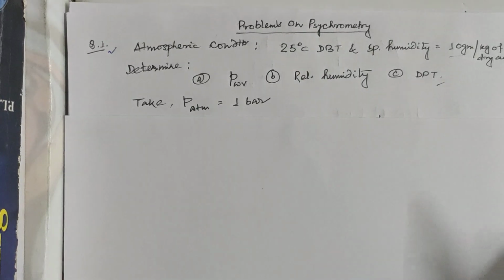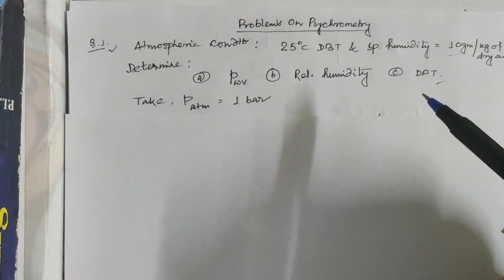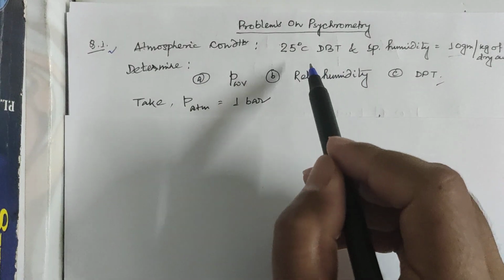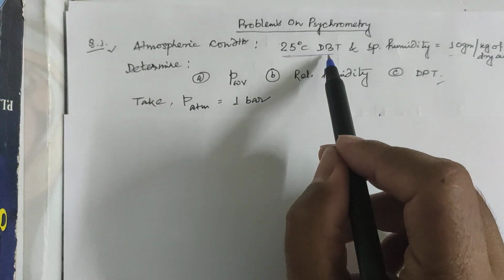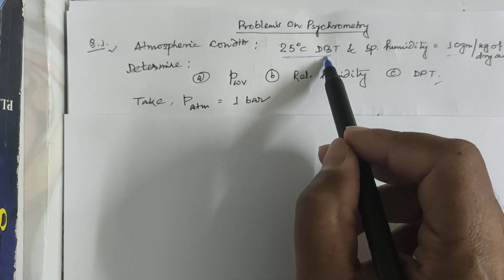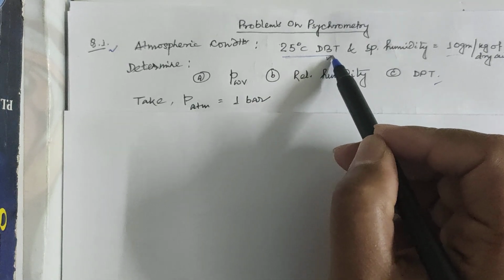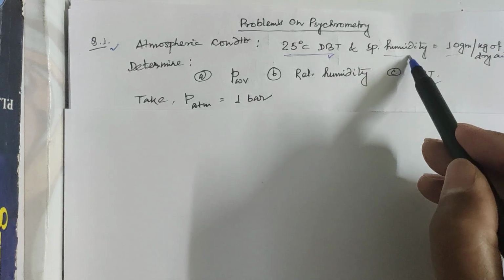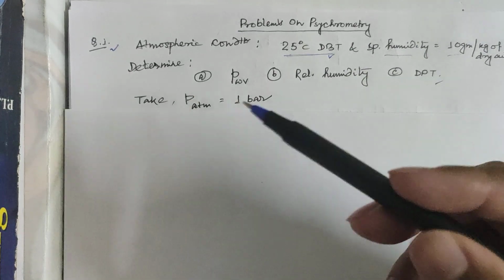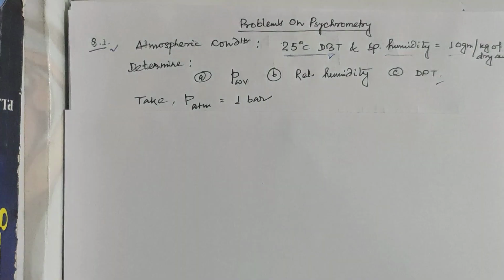So how can we solve this problem? Before solving, first you have to know what data are given. First thing is dry bulb temperature. What is dry bulb temperature? It is the temperature of air recorded by an ordinary thermometer. Next, specific humidity is given. Specific humidity means the amount of moisture content, or water vapor, present in 1 kg of dry air.